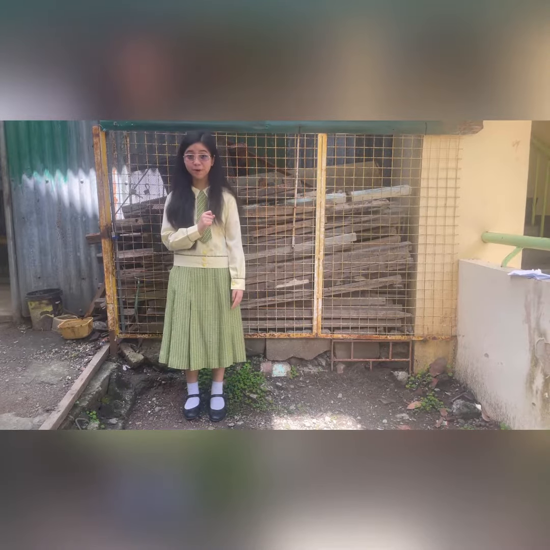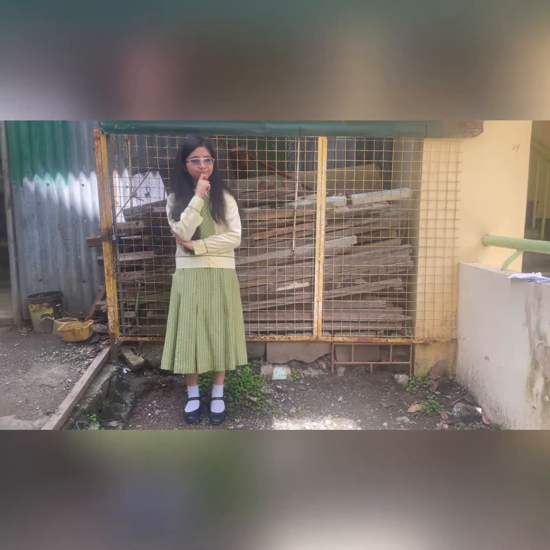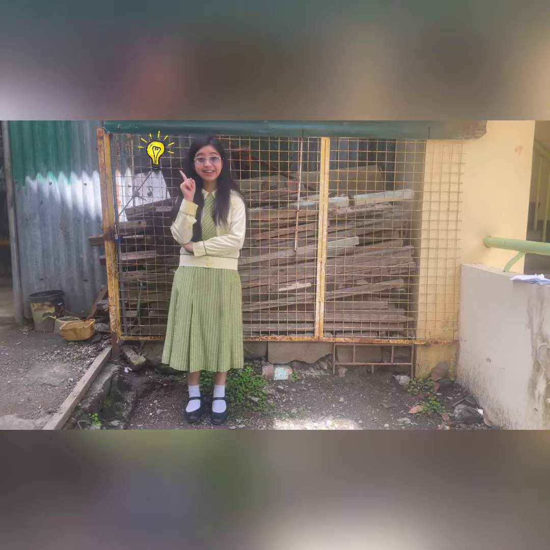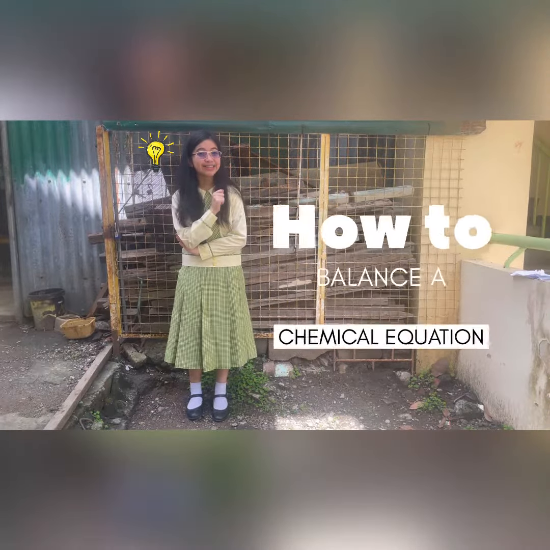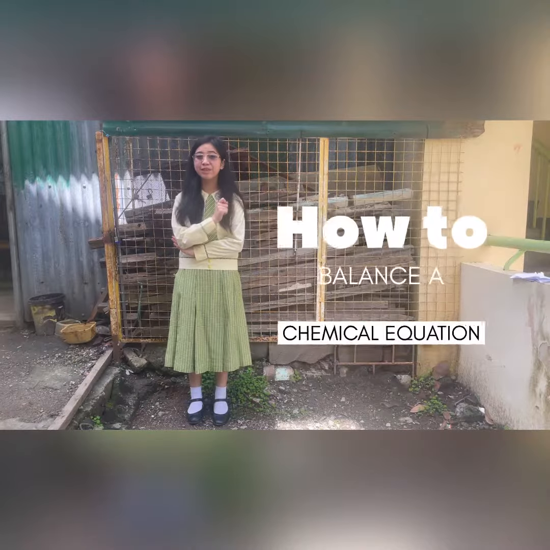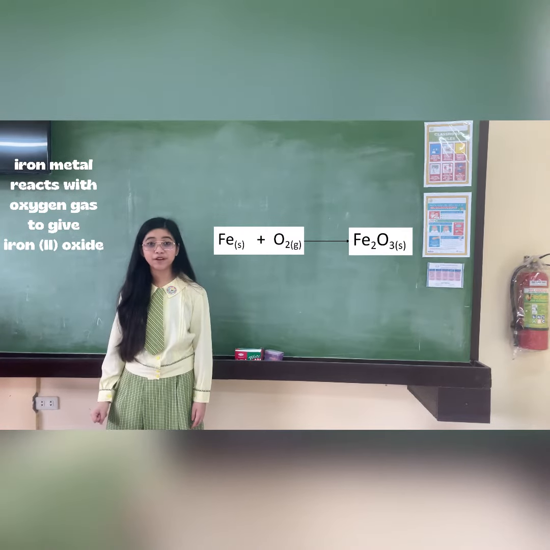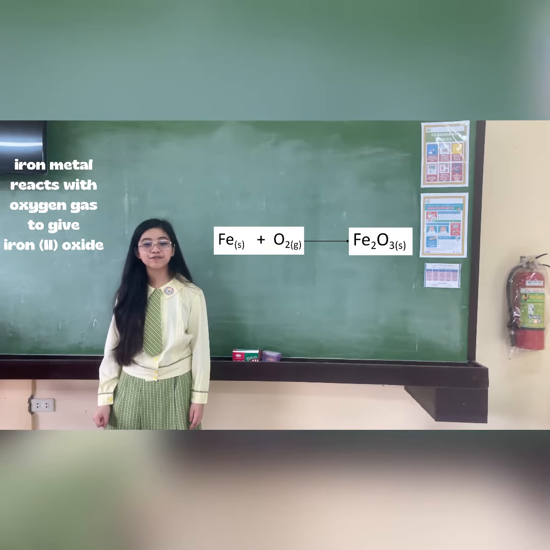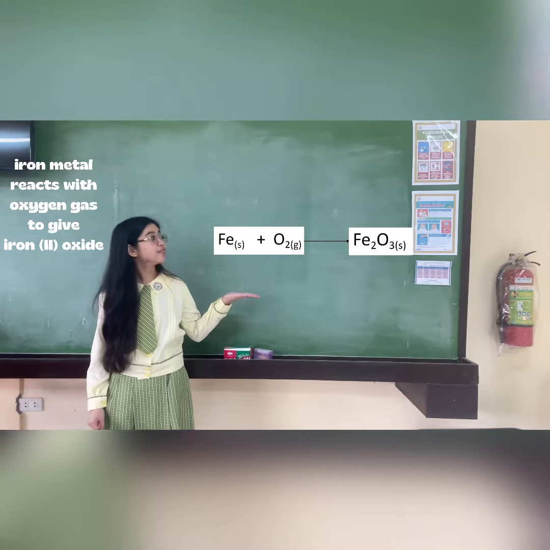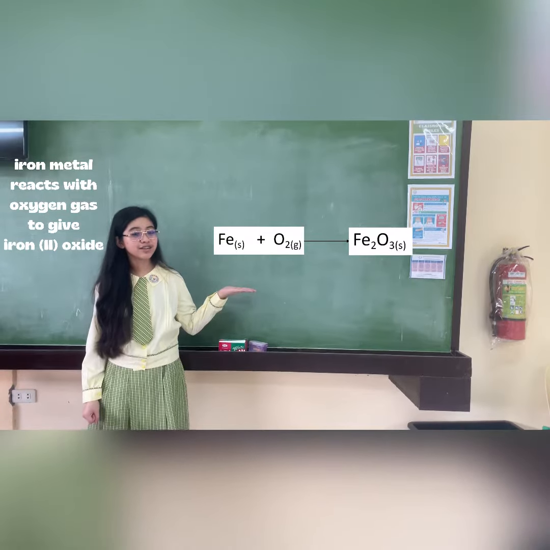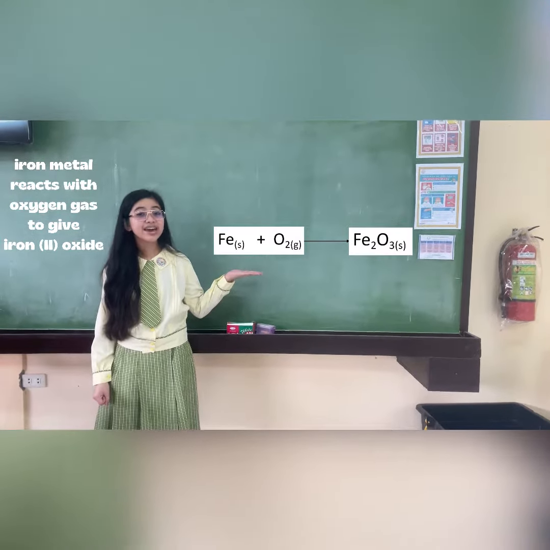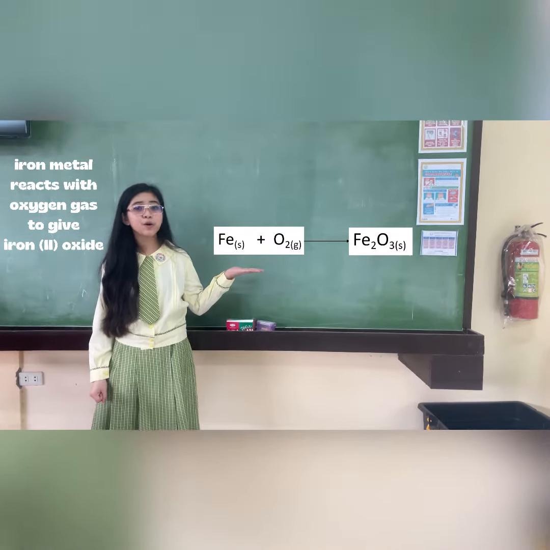Rust is formed? I have an idea! Let's do some balancing equation to explain this common phenomenon. First, if the reaction is given in a word equation, convert it into formula equation. The formula equation is Fe (solid) plus O2 (gas) yields Fe2O3 (solid).